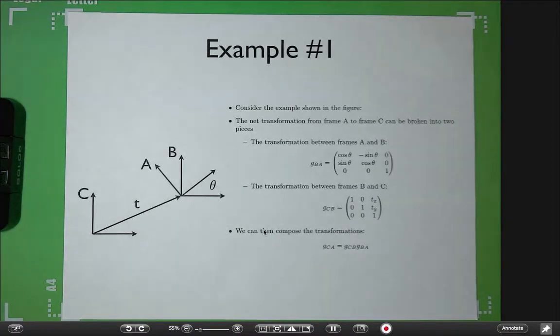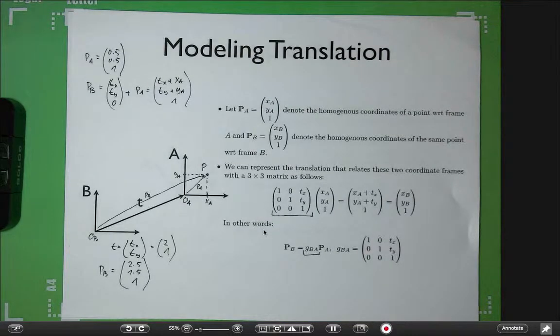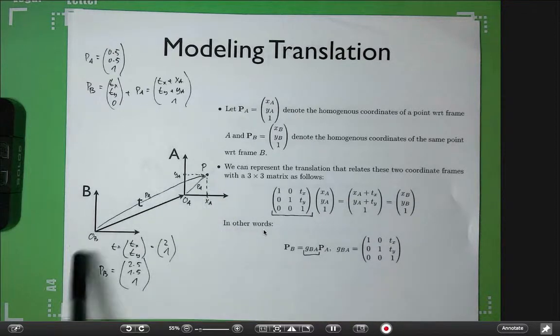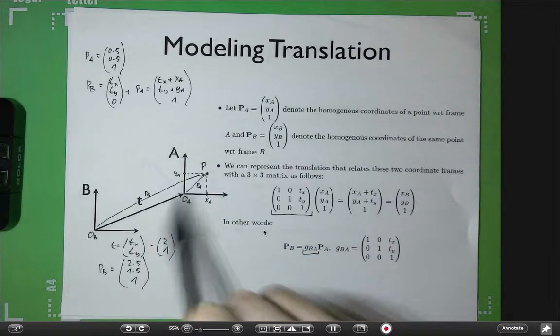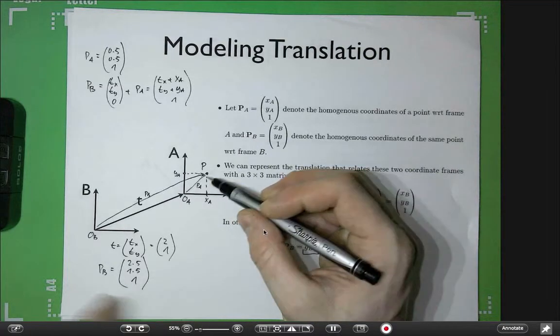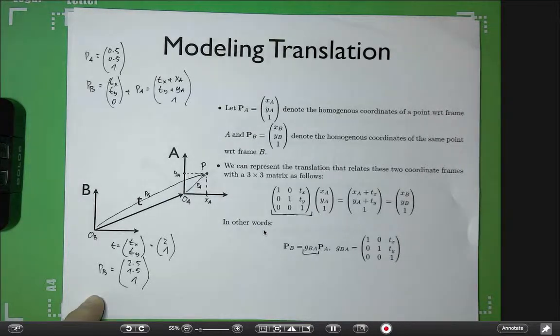So I can explain it here. This goes back basically to translation. Here was the same situation, except it was A and B as opposed to B and C. If I take a point P in coordinates with respect to A, it's this short arrow. And if I now want the coordinates with respect to B, I have to add the t to it, so that the t really is in the correct direction.